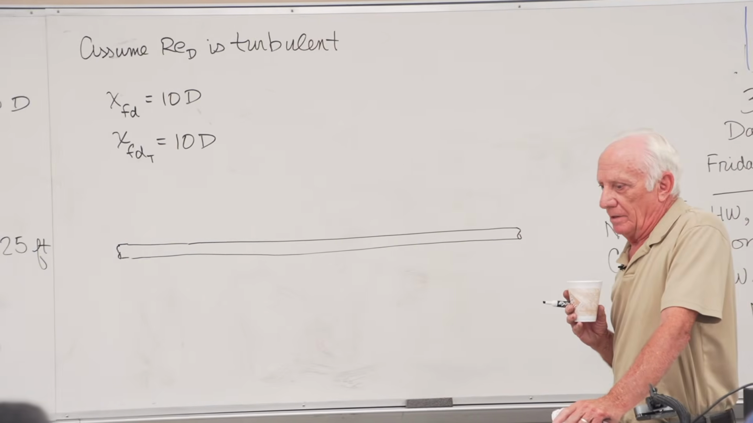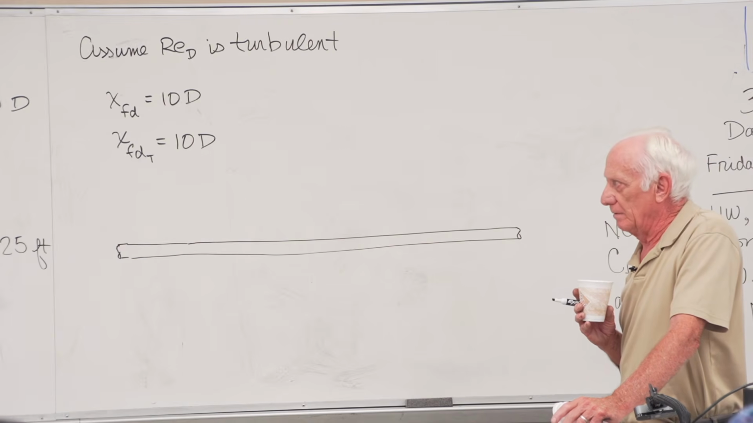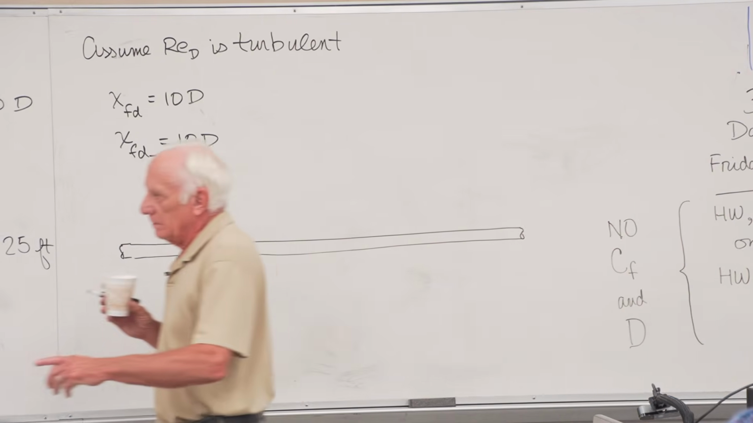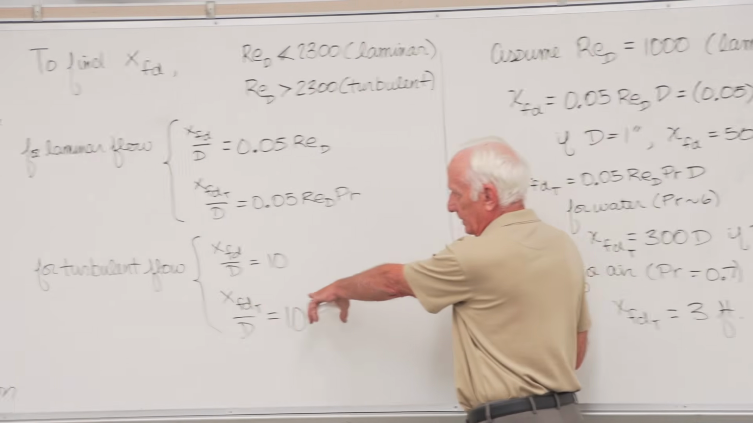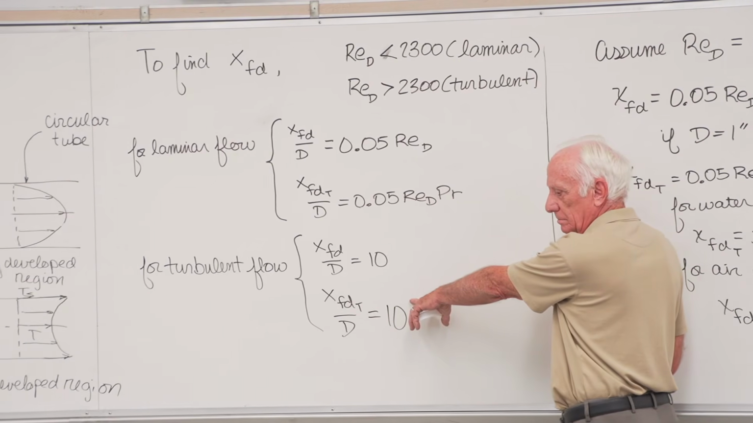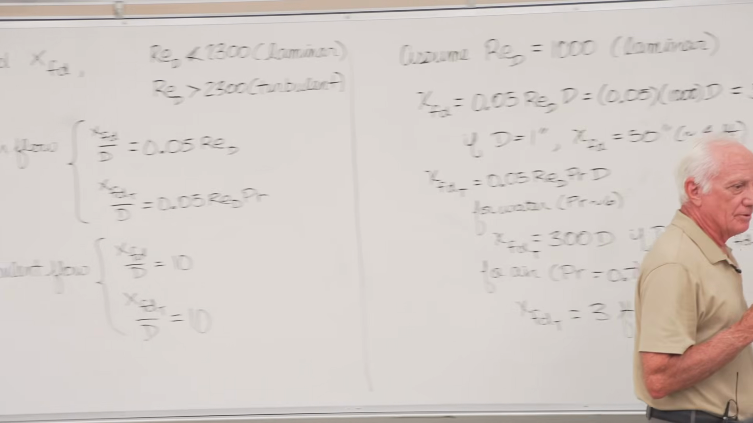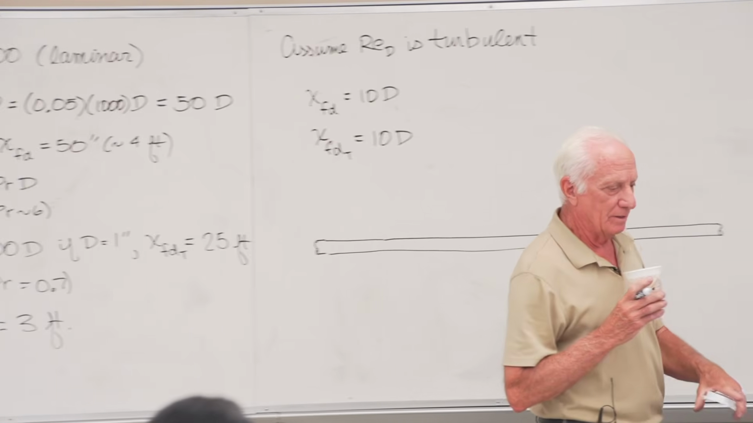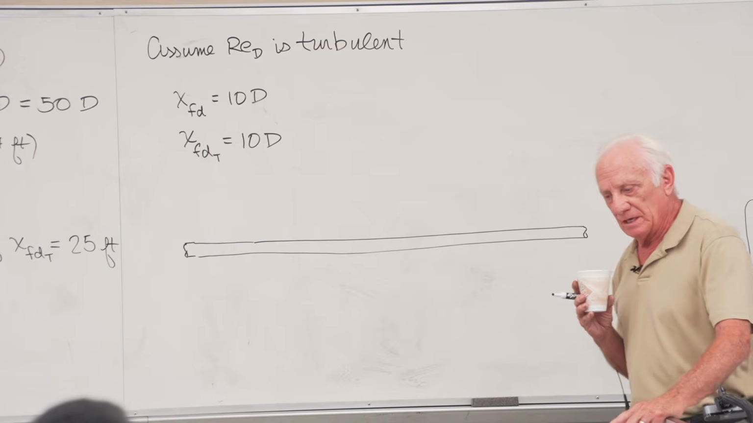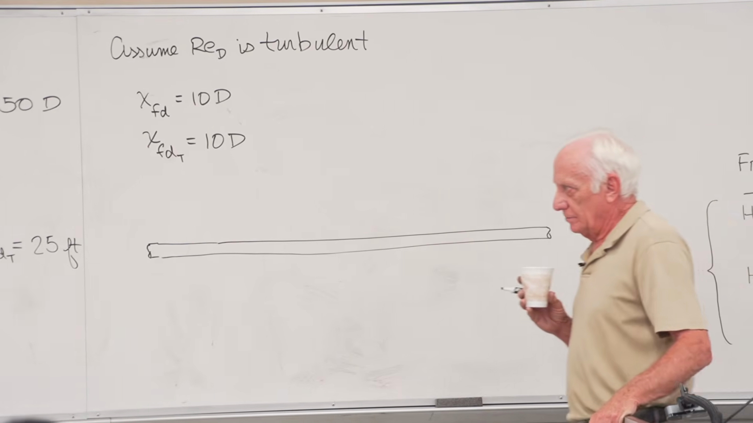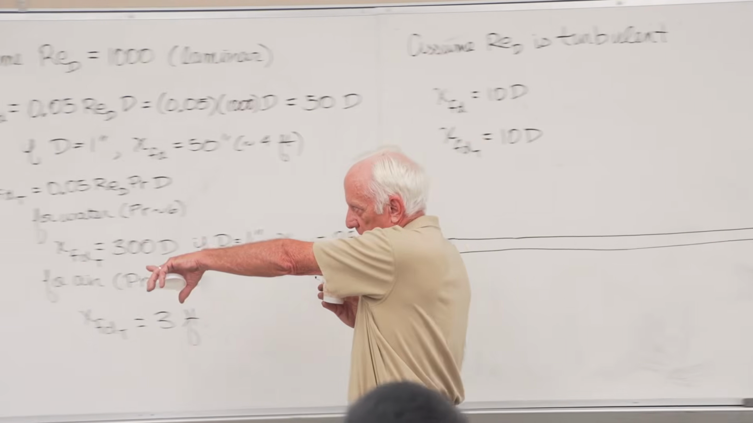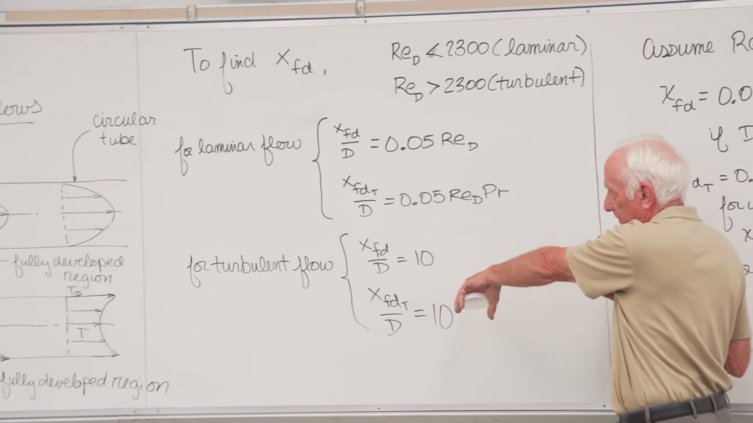At what Reynolds number? I don't care. There's no Reynolds number in the equation. Here's the equation right here. Do you see a Reynolds number? No. But of course, the Reynolds number has to be greater than 2,300. That's the limiting one we have. For any Reynolds number greater than 2,300, there they are. Very, very simple.